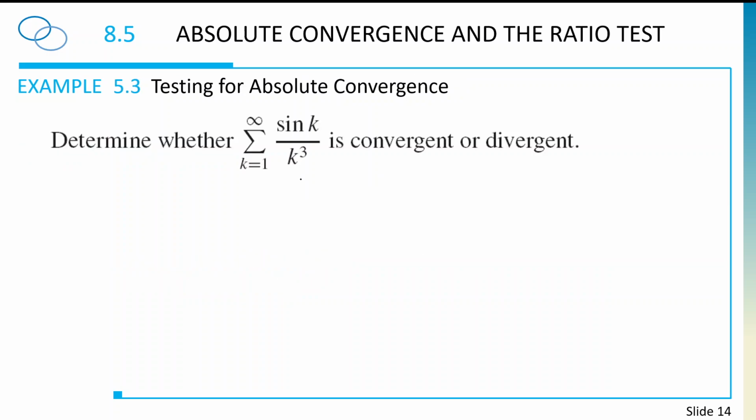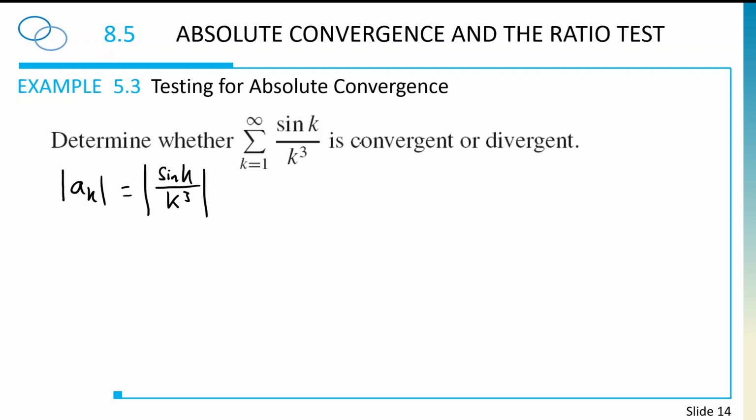Now this one with the sign, we know that this is sometimes positive, sometimes negative. So if I start with the absolute value of a_k, this equals what? The absolute value of sine of k over k to the power of 3. Now, remember again, once you take the absolute value, you need to think what's the best test to use.